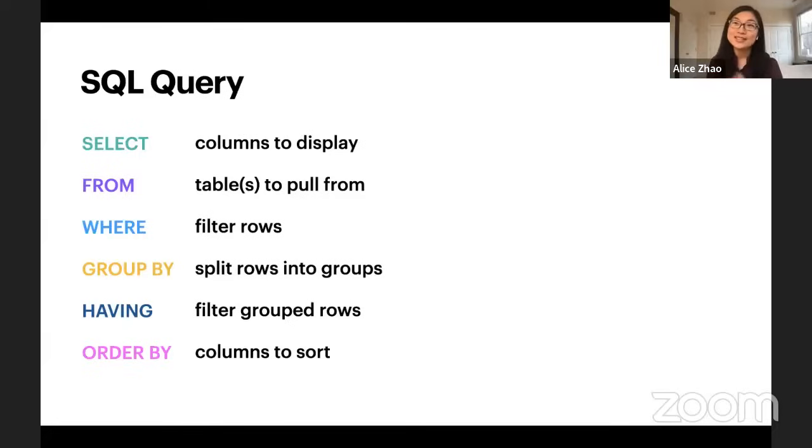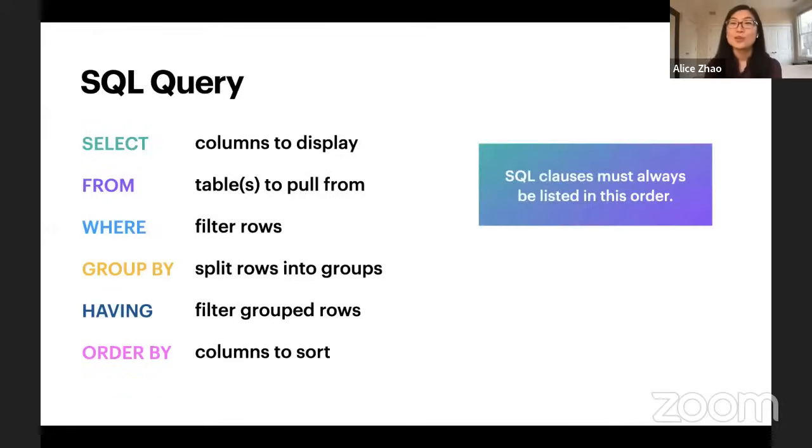And if you're going to work as a data analyst or a data scientist and you want to read data from a database, you would write a SQL query to do so, and it would always contain some combination of these clauses. So one thing I want to note here is that SQL clauses must always be listed in this order. So you have to write your select, then your from, and so on. And people always ask why. That's the way the computer interprets the code. It has to be in this order.